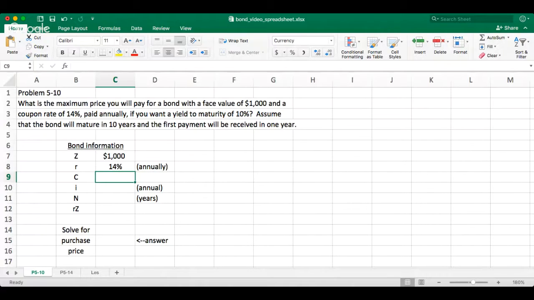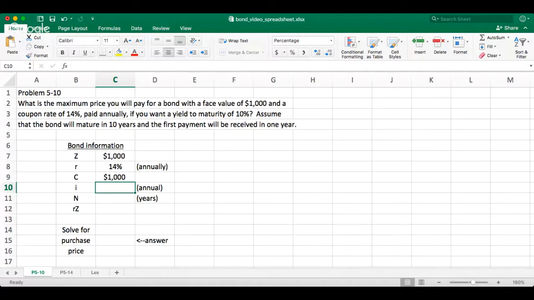C is the value we're going to get at the end of the ownership of the bond. We're not selling it early. There's nothing in this question that implies that we're selling it early. And if there is no explicit discussion of that, then we can assume that the holder of the bond will keep it to maturity. And in those cases, C, or the value we get at the end, is equal to Z, $1,000.